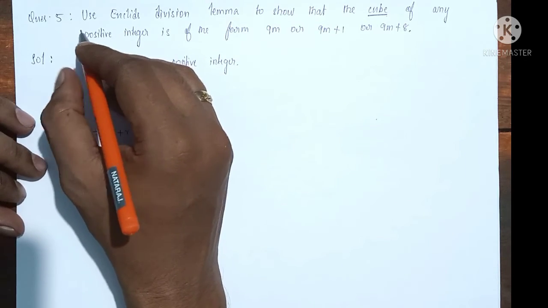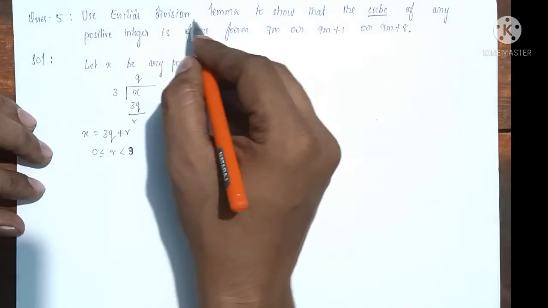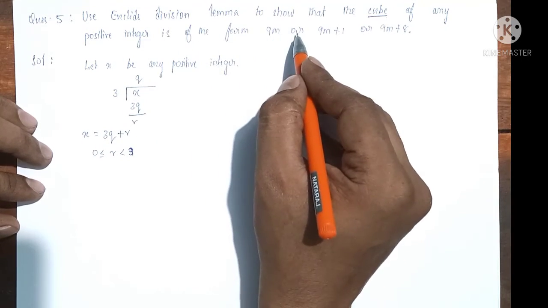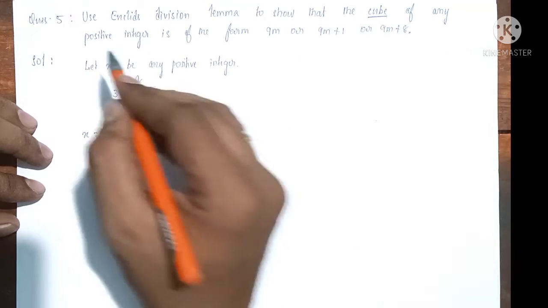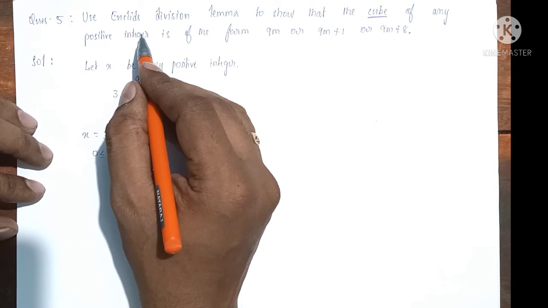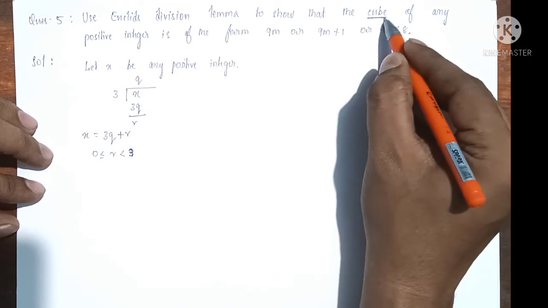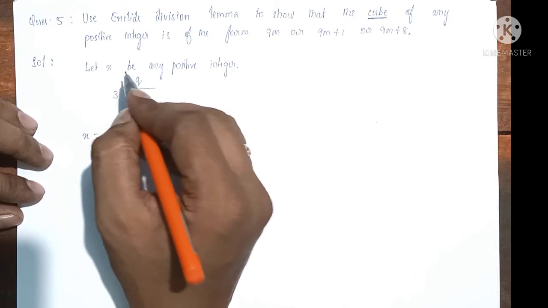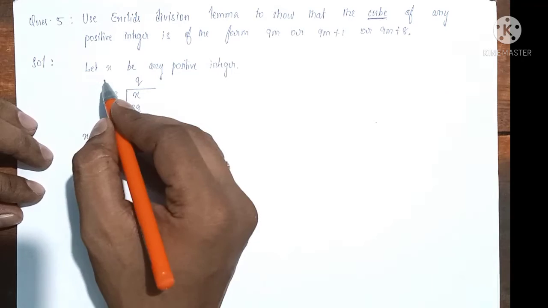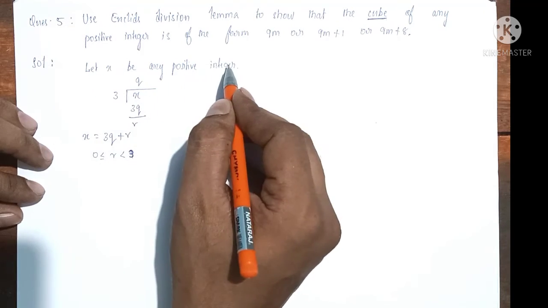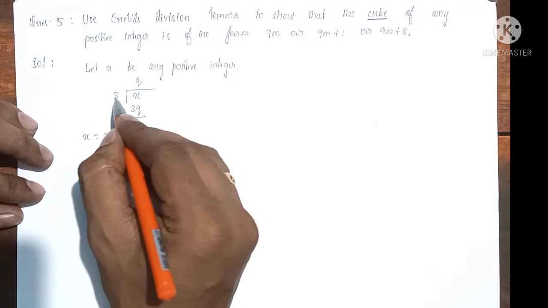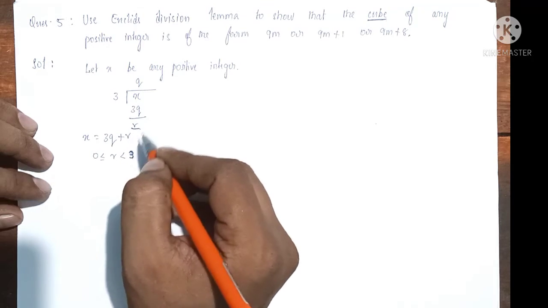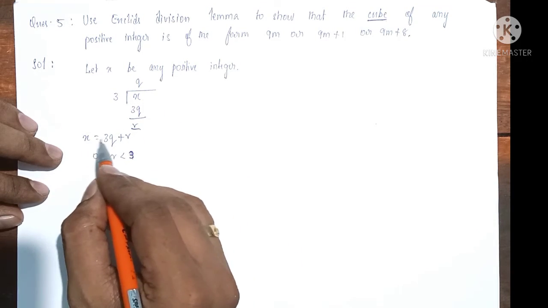Now let's see question number 5. What is the question? Use Euclid's division lemma to show that the cube of any positive integer is of the form 9m or 9m plus 1 or 9m plus 8. This is similar to our previous question, but the difference is that here it's asking for the cube of any positive integer. Let x be any positive integer. Now we are dividing x by 3. We will get some quotient q and remainder r, so x is equal to 3q plus r.